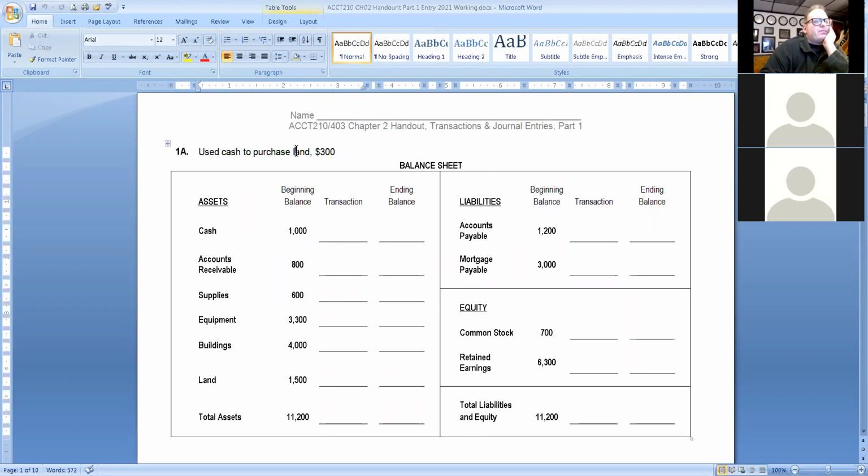All right. So we used cash to purchase land, $300. All right, what's going to happen to our cash? It's going to go down. And what else is going to happen? Is land going to go up? Yep.